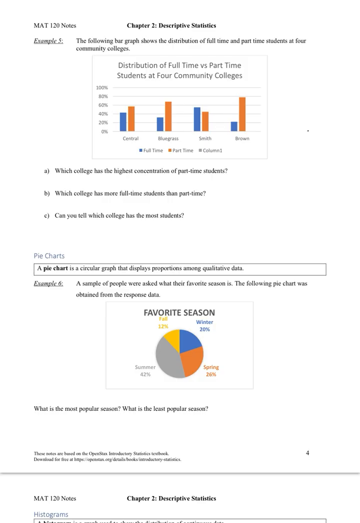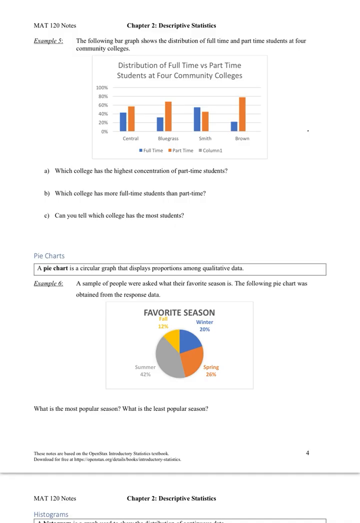Taking a look at example 5, the following bar graph shows the distribution of full-time and part-time students at 4 community colleges. We have Central, Bluegrass, Smith, Brown. Notice at the lower part of the graph, the blue represents full-time and the orange represents part-time. If we examine the y-axis, notice that it's labeled with percentages in increments of 20%.